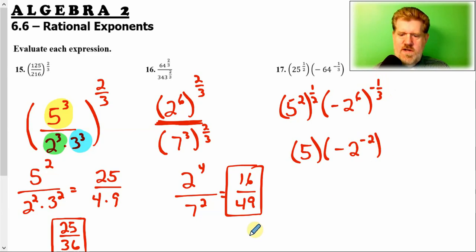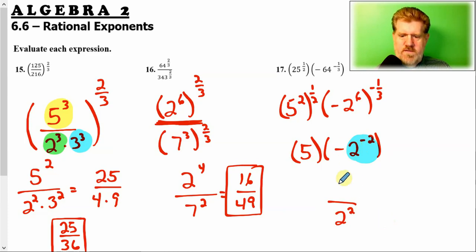All right, how does that translate? What does that mean? Well, if you remember, a negative exponent will make this, we'll flip it. A negative exponent makes this over 2 squared.